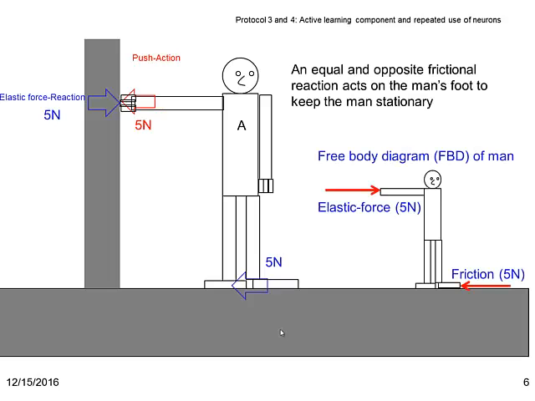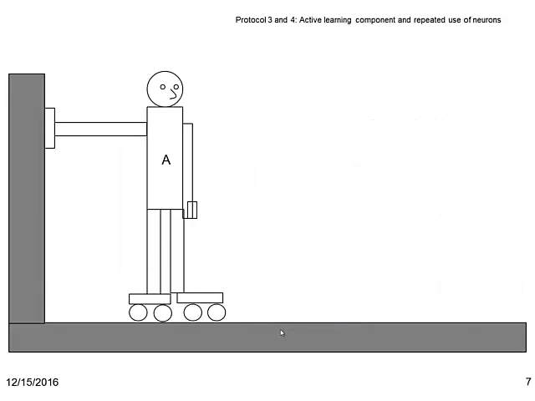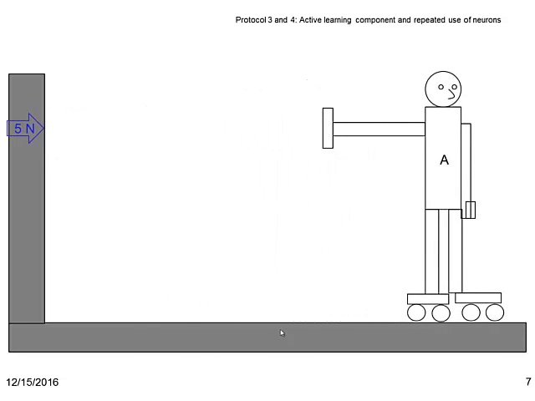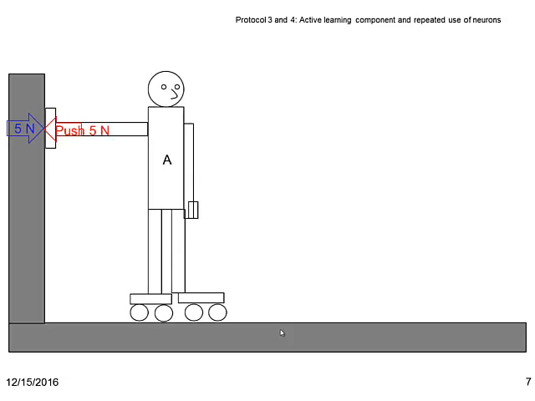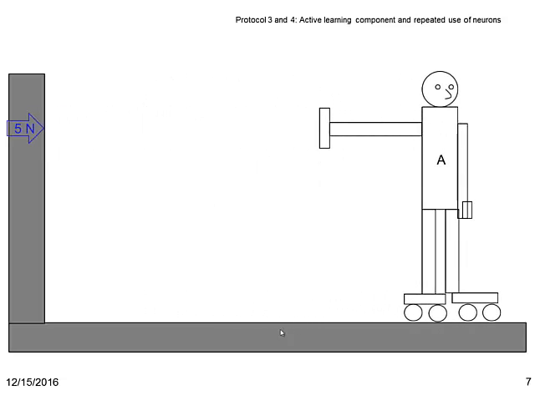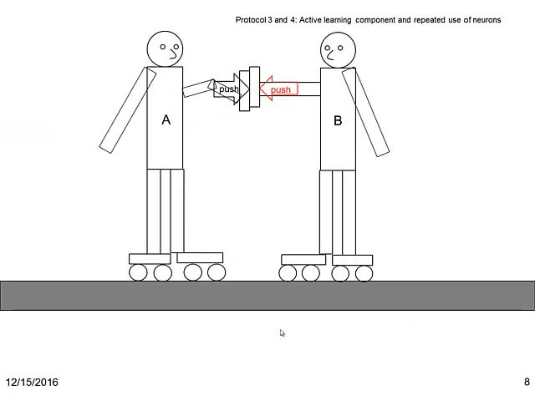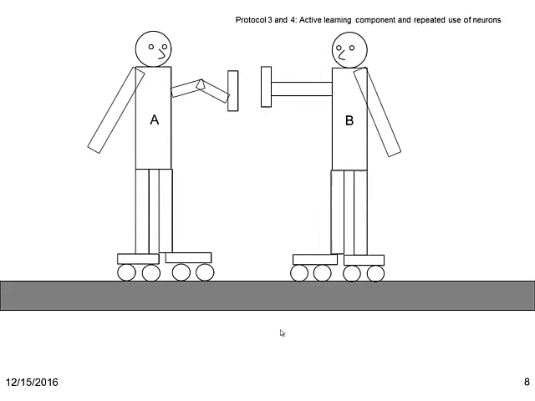Now imagine that the man is on a roller skate where frictional force is less. If the man pushes the wall, the reactive force acting on the man from the wall moves him backward. That means, in this case, the reactive force moves the person backward with an acceleration. Consider another case where two identical roller skaters are pushing each other. Due to the reactive force developed, both will move apart equally in this case, due to the action and reaction.